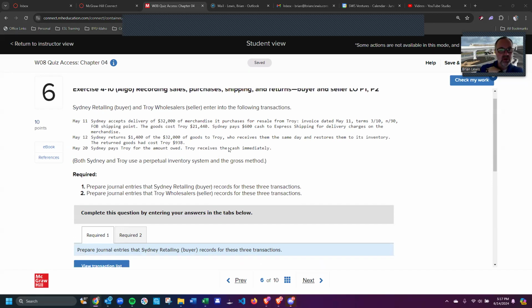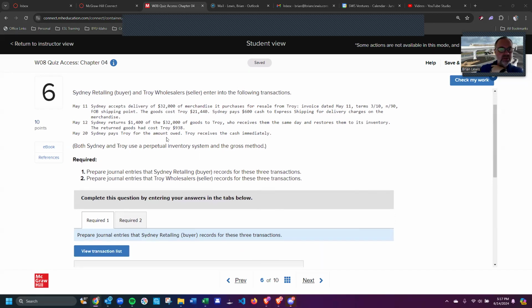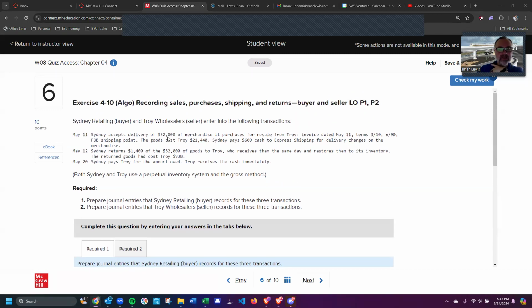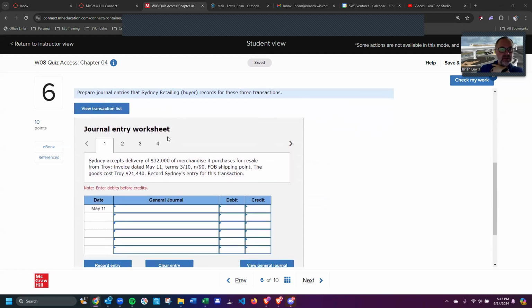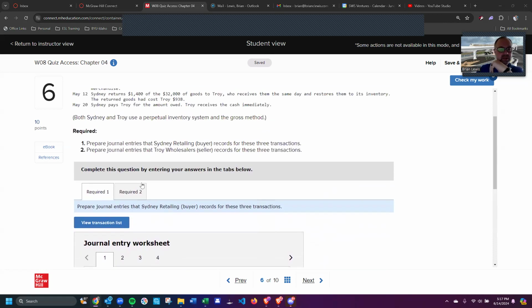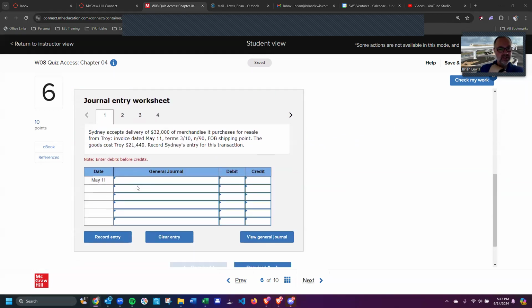For the most part, we should be able to work through these just one by one. I don't think I necessarily need Excel. So let's just go down into these individually. And remember, the required one is all about Sydney as the buyer, and then Troy Wholesaler as the seller is number 2. Okay, so let's look at this.